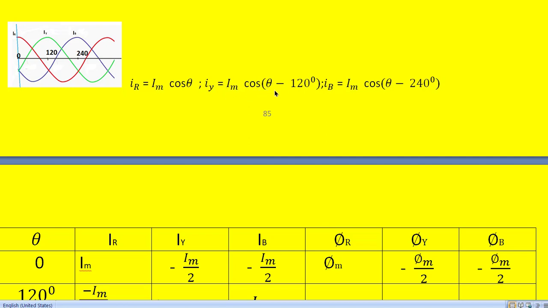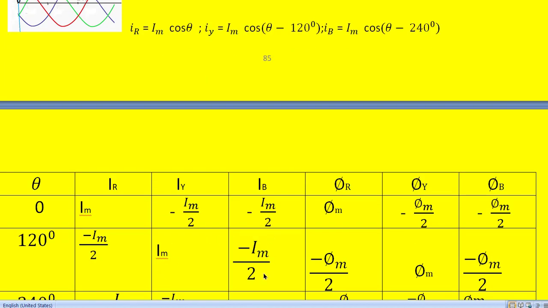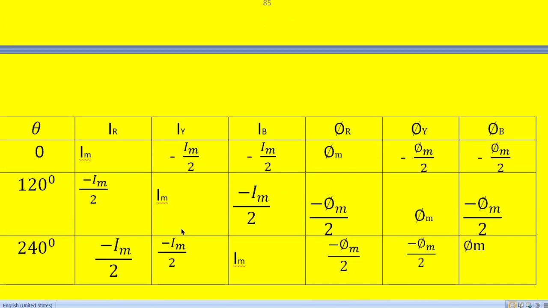So at 240 degrees, IY means this, its value is negative and its value is half the maximum current. So we write here minus IM by 2. So that is what we have written here for IY.